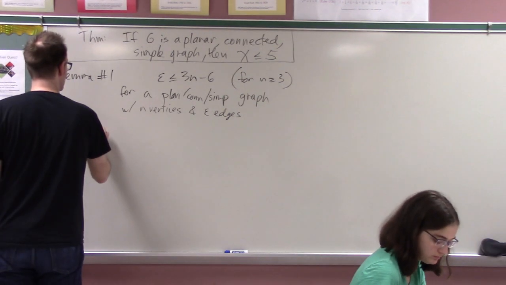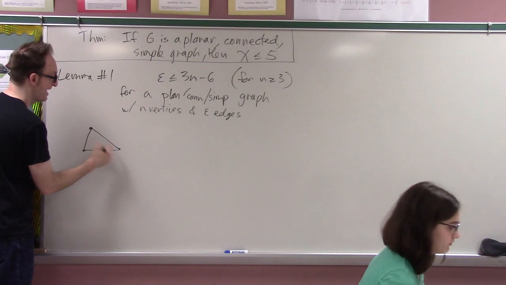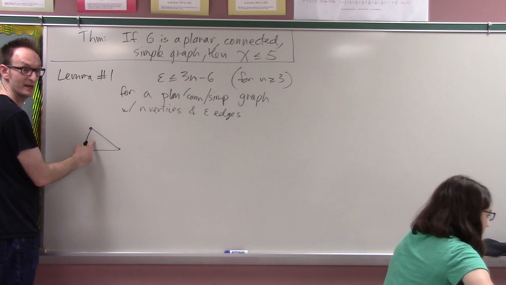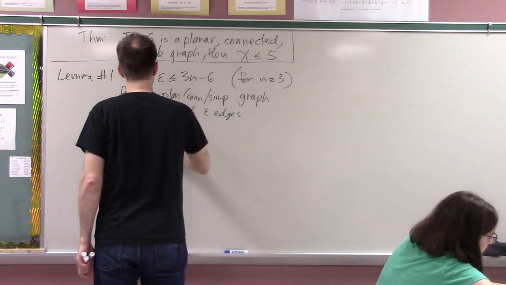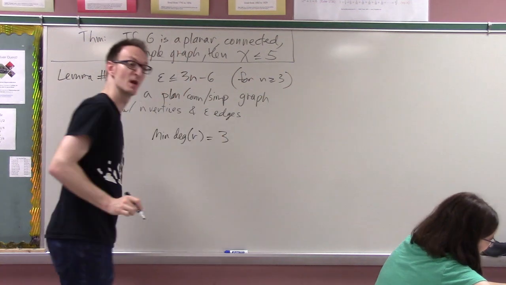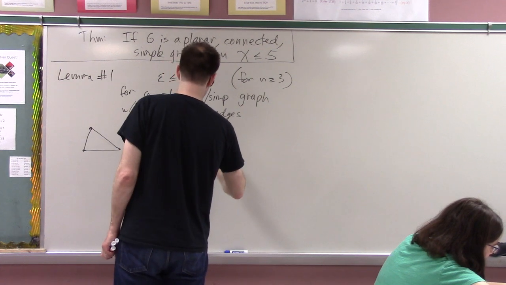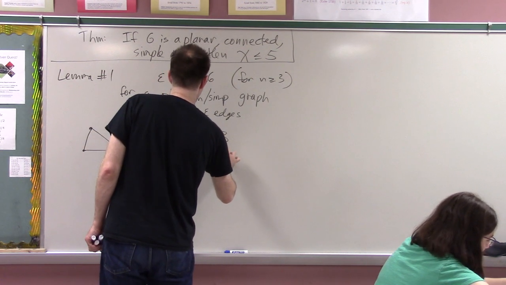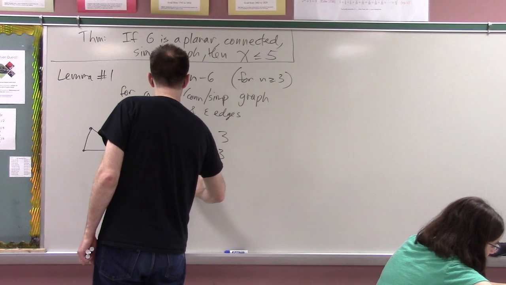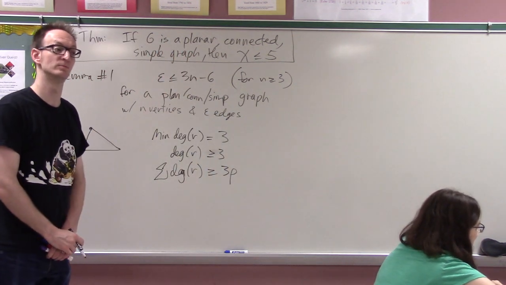We said, well, if it's planar, simple, and connected, then any region of the graph has to have at minimum three bounding edges. And so the minimum degree of any region is 3, which is another way of saying that the degree of any region is greater than or equal to 3. And if the degree of a particular region is greater than or equal to 3, then the sum of the degrees of all the regions has to be greater than or equal to 3 times the number of regions, which we call rho.